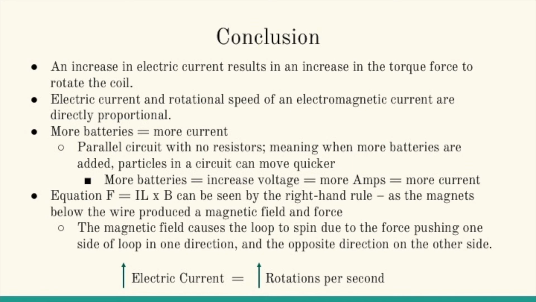The magnetic field and force cause the loop to spin by force pushing one direction on one side of the loop and the other direction on the other side of the loop. And below you can see that the increase in electric current increases the rotations per second.